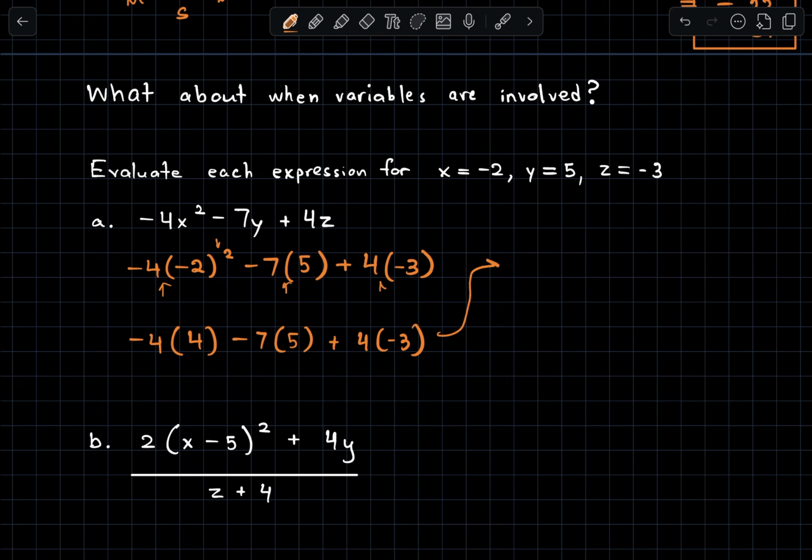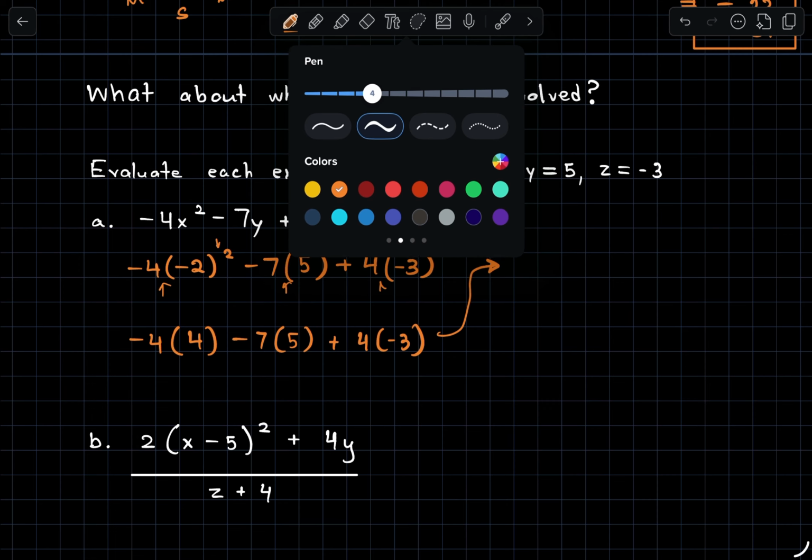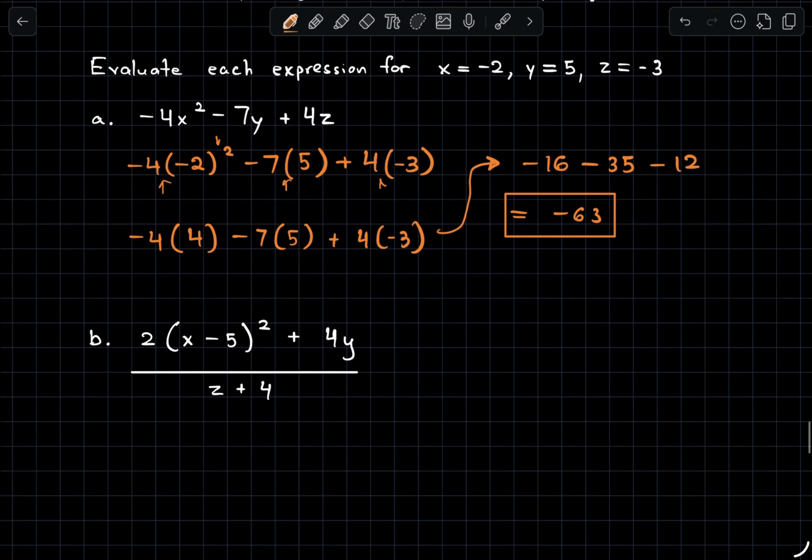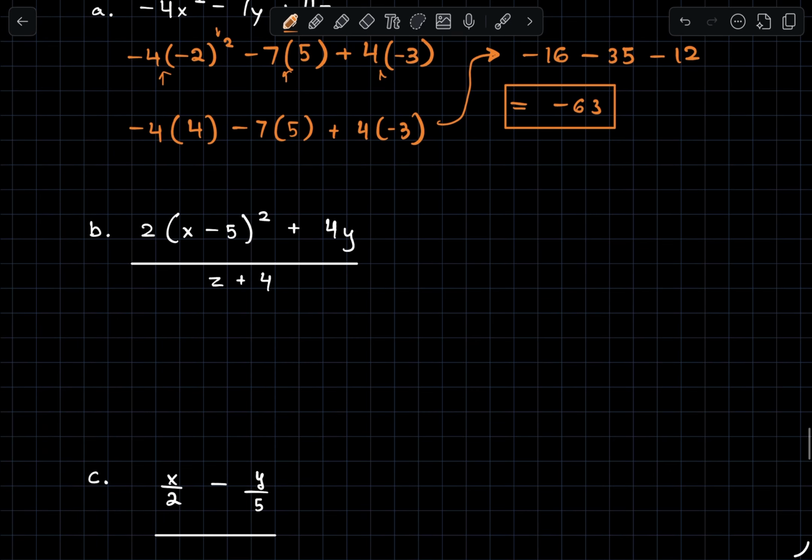Now let me go ahead and simplify this. So -4 times 4 is going to give us a -16. -7 times 5 is going to be a -35. And finally, 4 times -3 is going to be a -12. Go ahead and combine like terms now. We just add and subtract straight across. In this case, just subtract straight across. This is going to come out to -63.